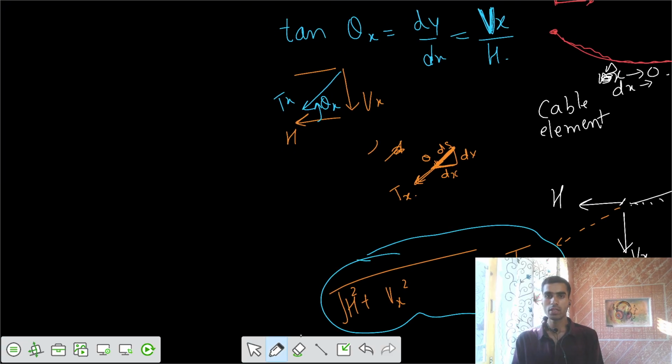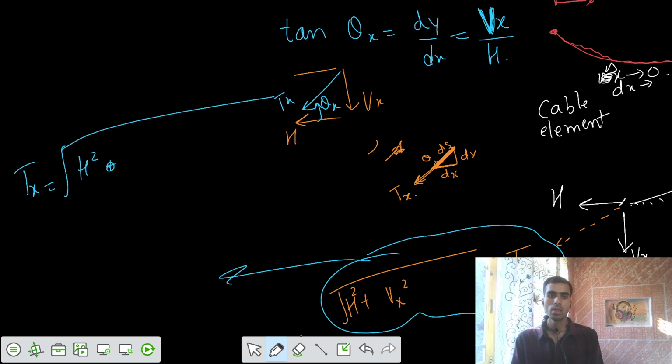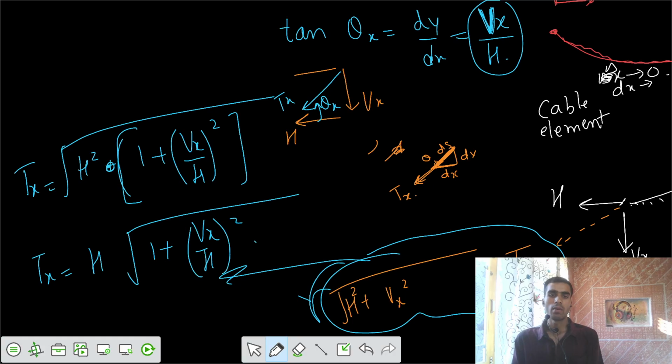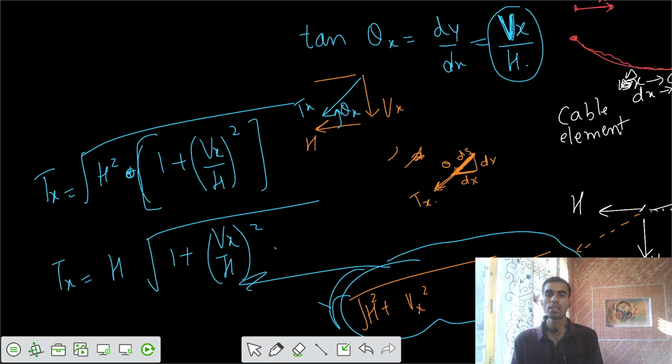So Tx equals root of H square plus Vx square, which is H times root of 1 plus Vx by h whole square. Can we write it in this fashion? I would say that T at any x is equal to H times root of 1 plus Vx by h whole square. And what is the value of Vx by h? That is dy by dx.